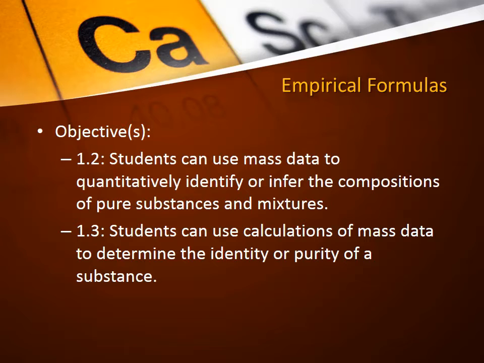But specifically, we have 2 objectives. First off is number 1.2. Students can use mass data to quantitatively identify or infer the compositions of pure substances and mixtures. And 1.3, students can use calculations of mass data to determine the identity or purity of a substance. Mainly this will be coming down to empirical formulas and identifying from there, but this is definitely an objective we'll use throughout the year.